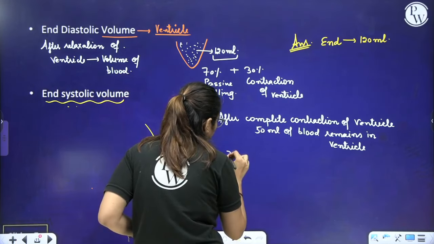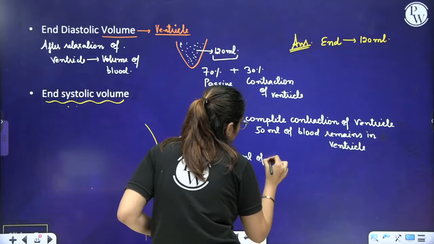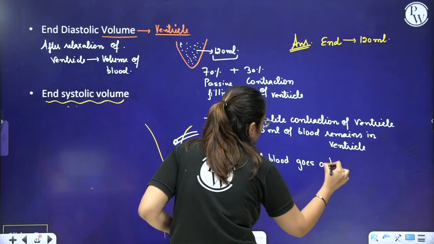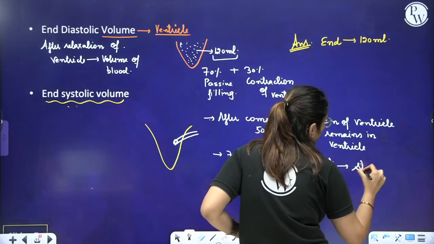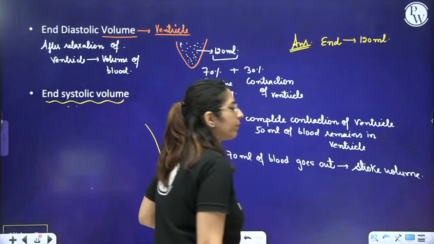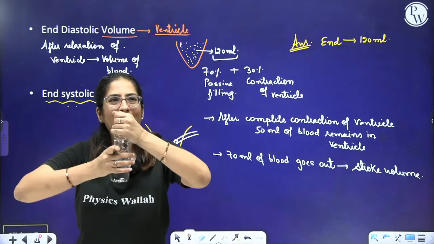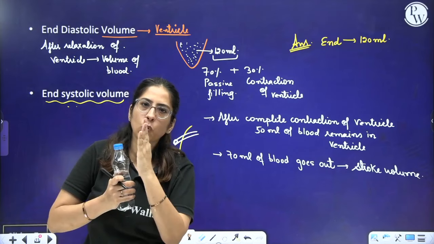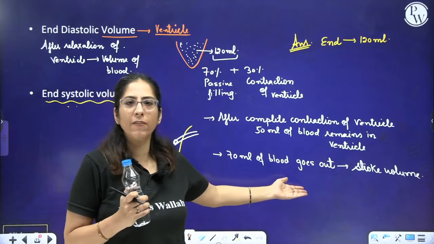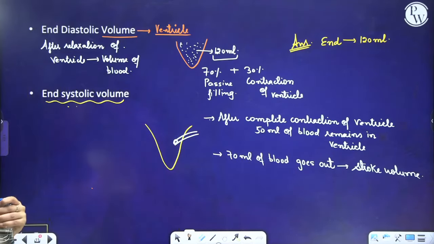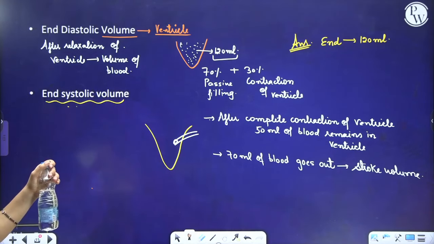So that means 70 ml of blood goes out. That is termed as the stroke volume. So when there is one beat, contraction and relaxation, how much blood goes out from the heart? 70 ml. Are you getting this point? And what will remain in the ventricle? That is just 50 ml. Are you getting this point?